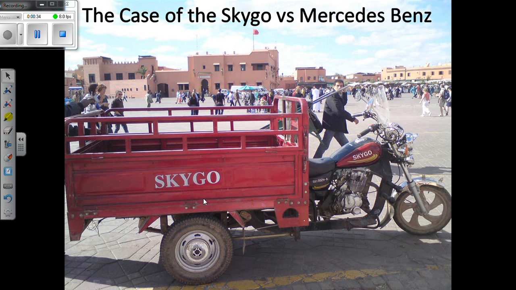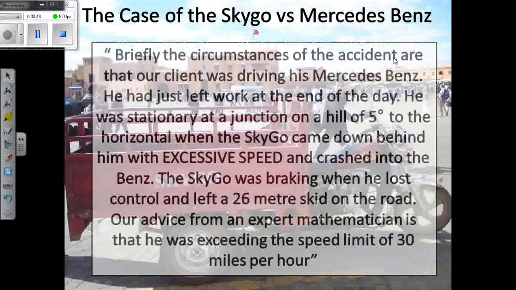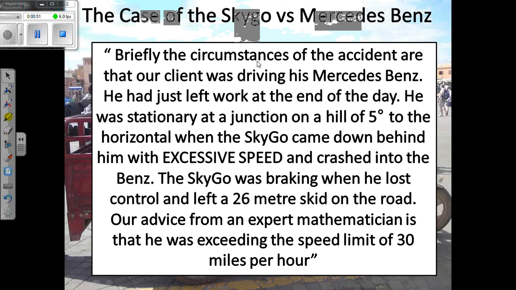So, here is the SkyGo. A beautiful piece of machinery in the middle of the main square in Marrakesh in Morocco. A bit of a death trap, but one day it got involved in an accident. And this is the police report.